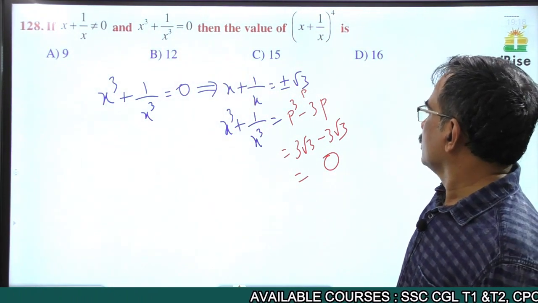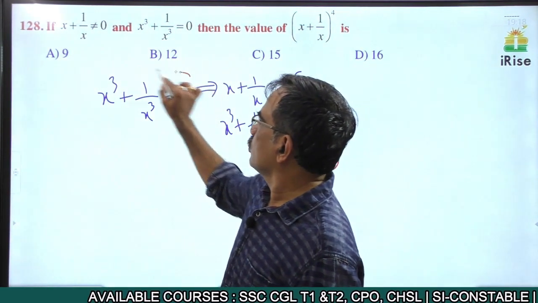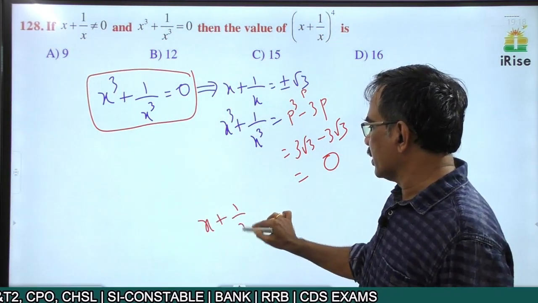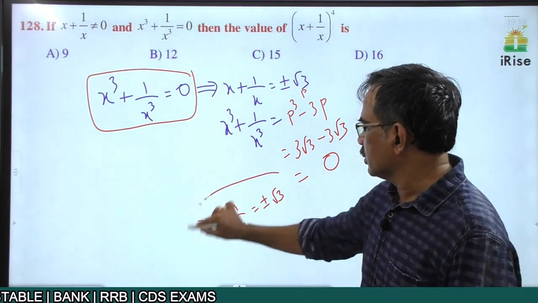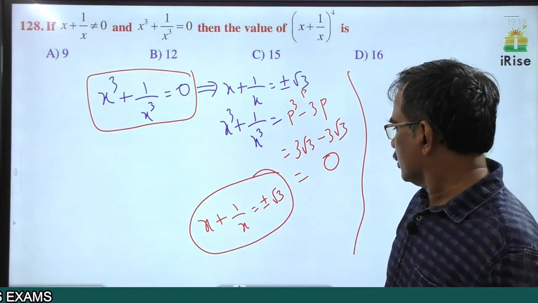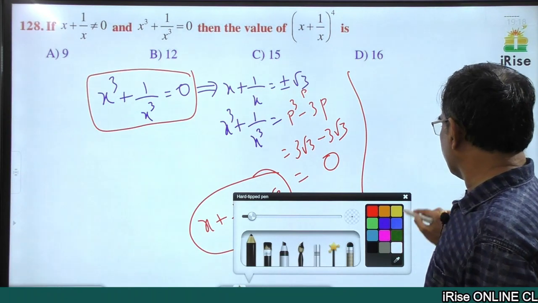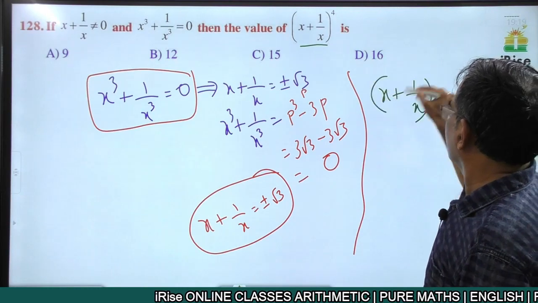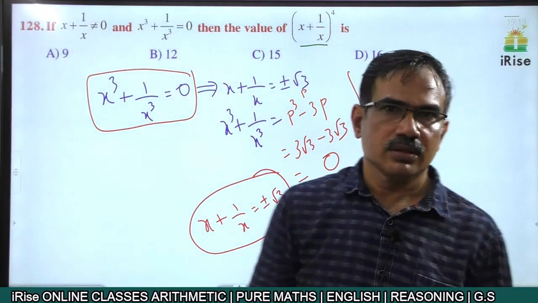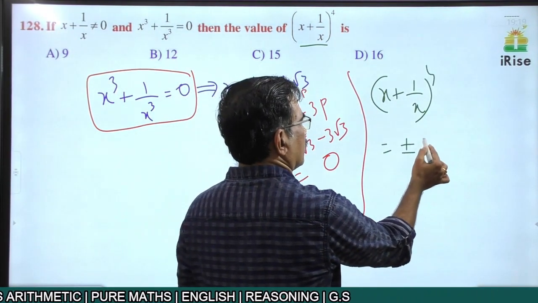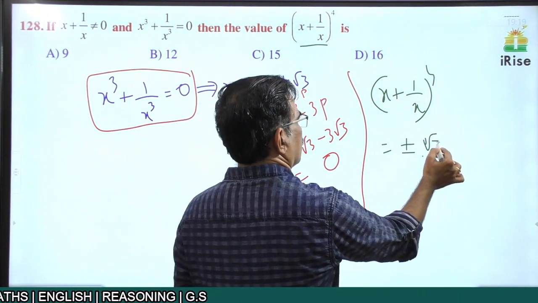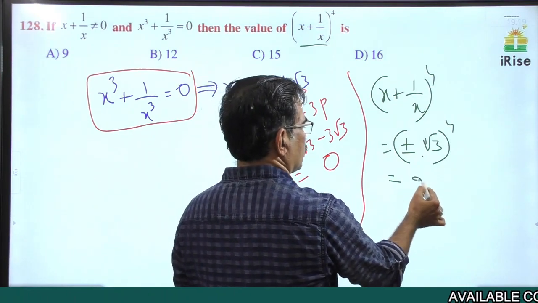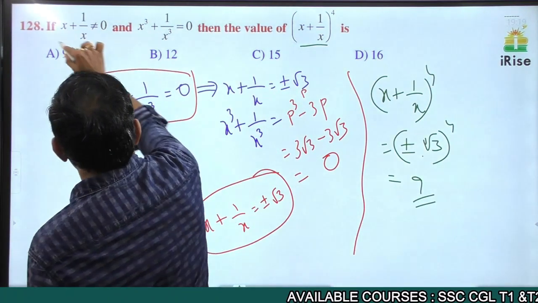Okay. So therefore, if x cube plus 1 by x cube is equal to 0 given, then x plus 1 by x is nothing but plus or minus root 3. So if it is plus or minus root 3, x plus 1 by x whole power 4 is equal to how much? Which is equal to plus or minus root 3 whole power 4. So this is nothing but 3 square, which is equal to 9. The answer is 9 for this question.